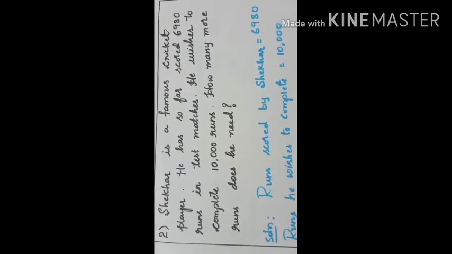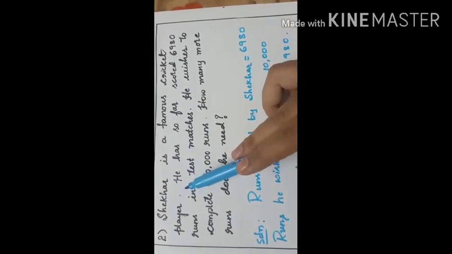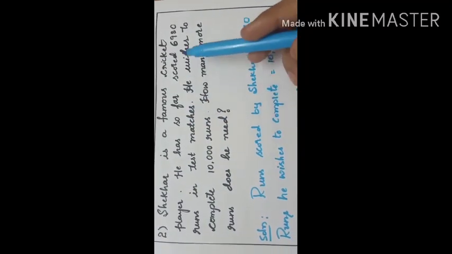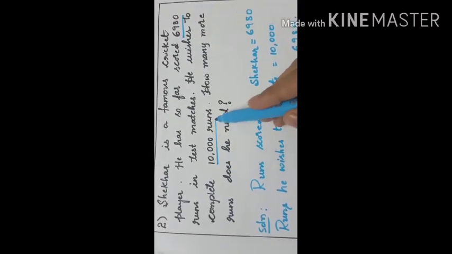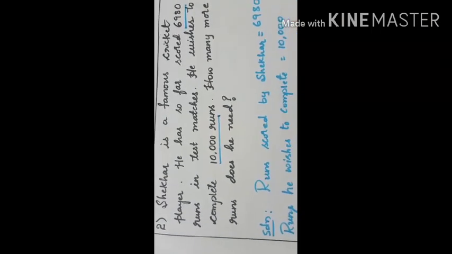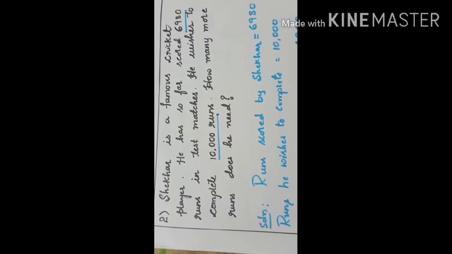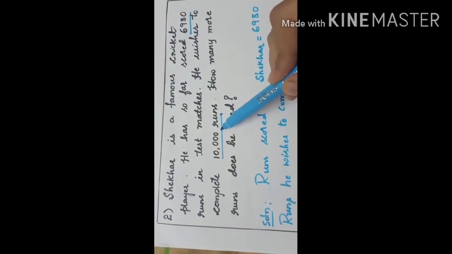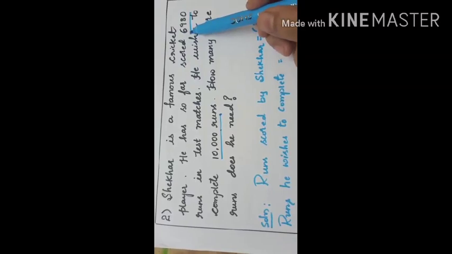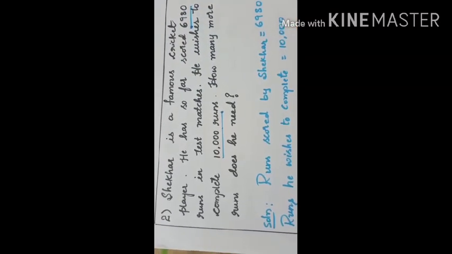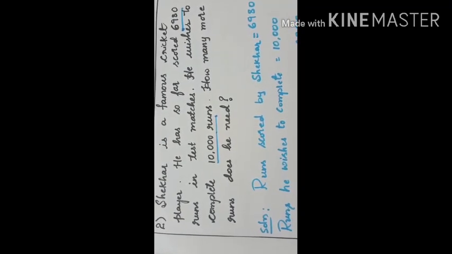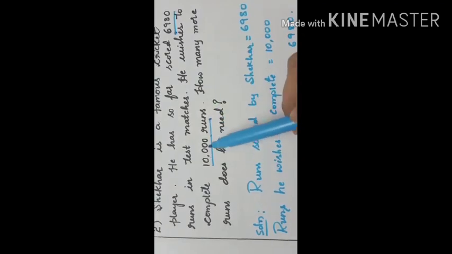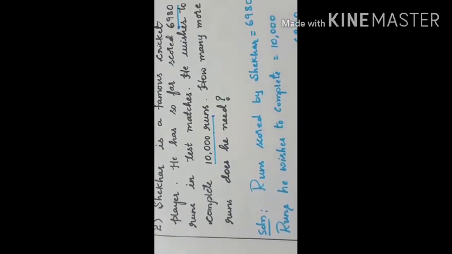So here is your second question. Shekhar is a famous cricket player. He has so far scored 6,980 runs in test matches. He wishes to complete 10,000 runs. How many more runs does he need? Means he wishes to complete 10,000 runs, but he has scored 6,980 runs till now in the test matches. Now you have to find out how many more runs he needs to reach his target. What is his target? To make 10,000 runs.